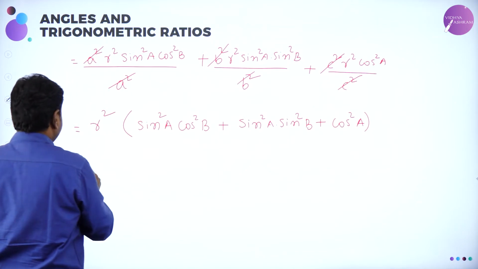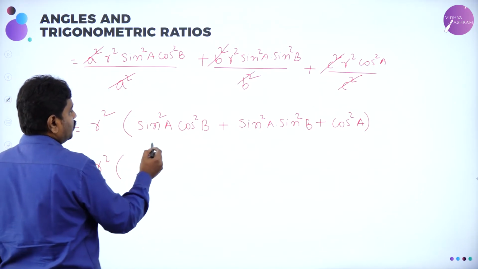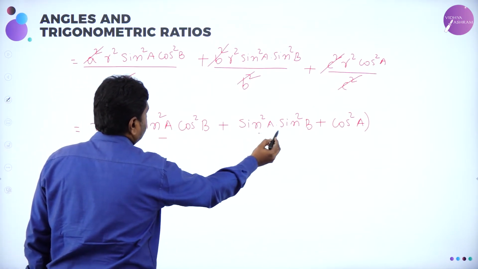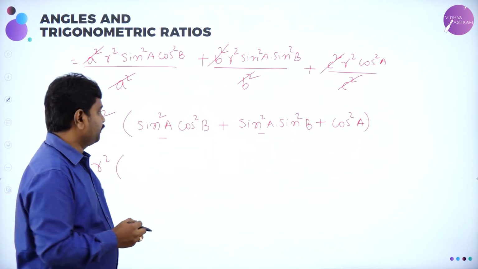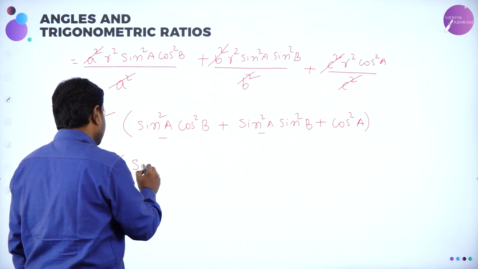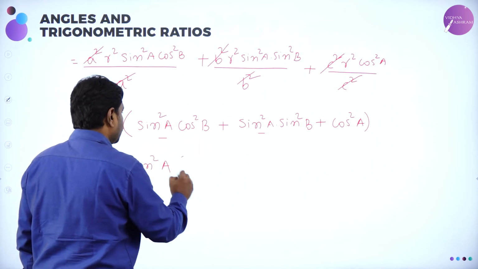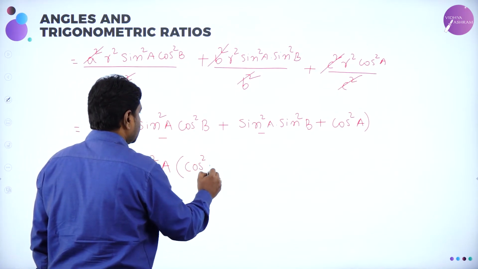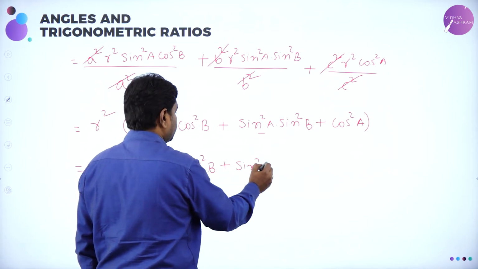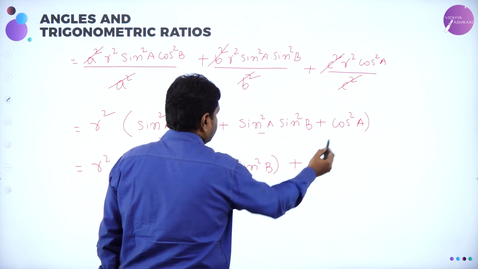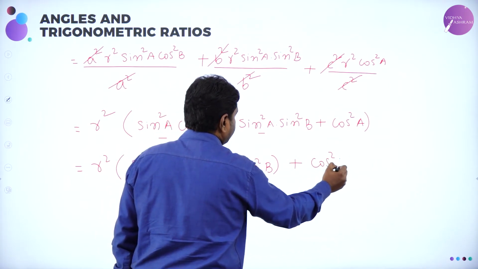Now further, R square. Here we have sin square a, here we have sin square a. In the first two terms, take sin square a common. If you take sin square a common, you are left with cos square b plus sin square b, plus we have the last term, that is cos square a.